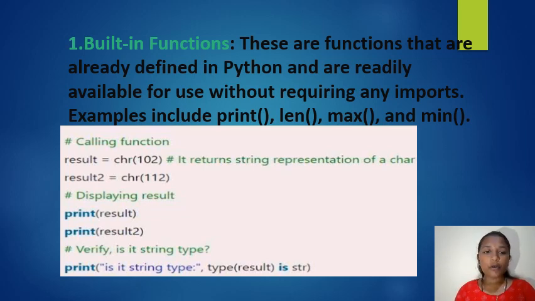Let us discuss a small program for a built-in function. First, for calling a function, result is equal to chr(102). It returns a string representation of a char. And result2 is equal to chr(112). Next, to display the result, print result and print result2. To verify whether it is a string type, we print isinstance of result, str. If it is not a string type, then the program cannot be executed.